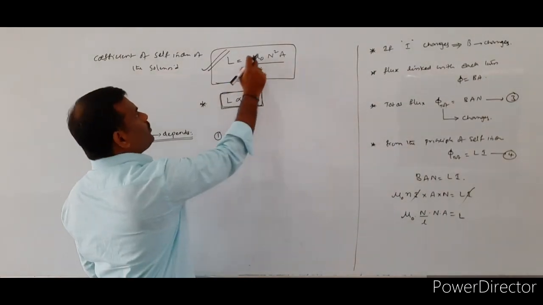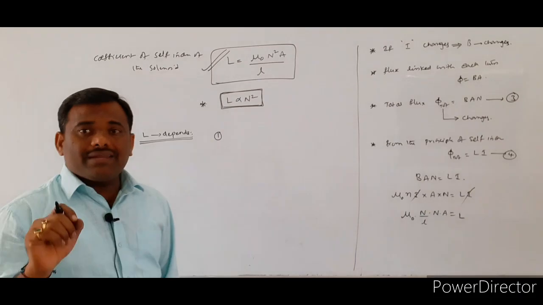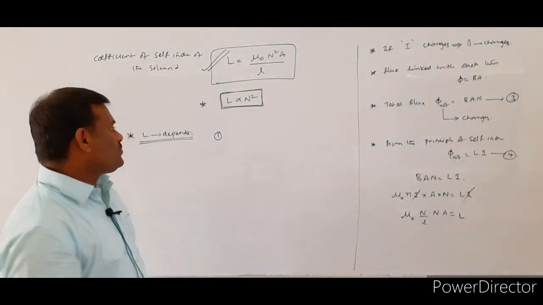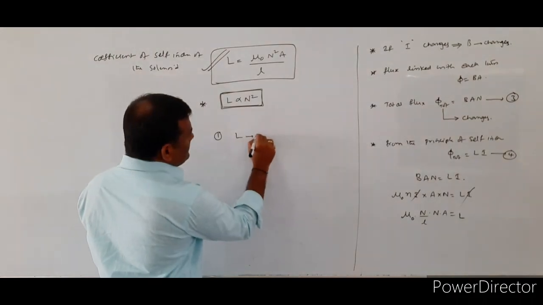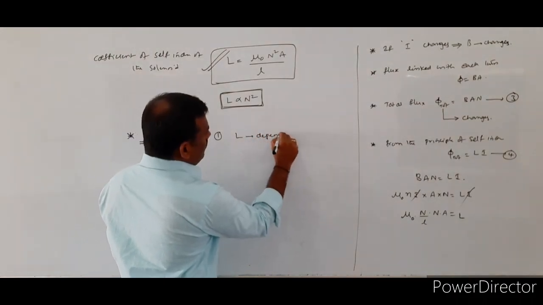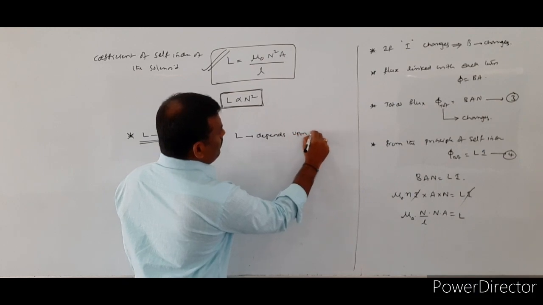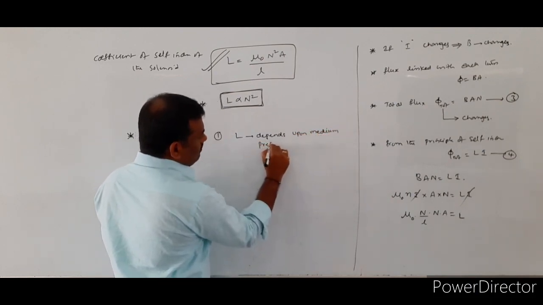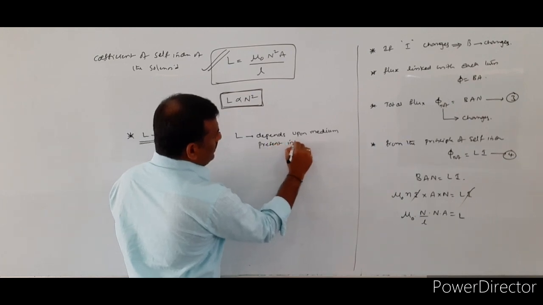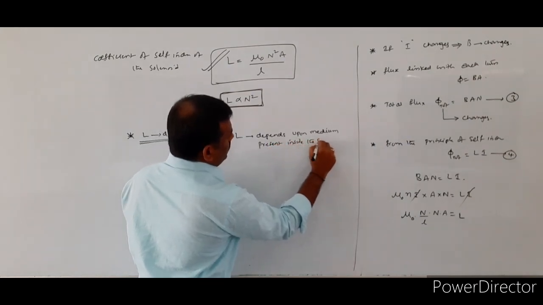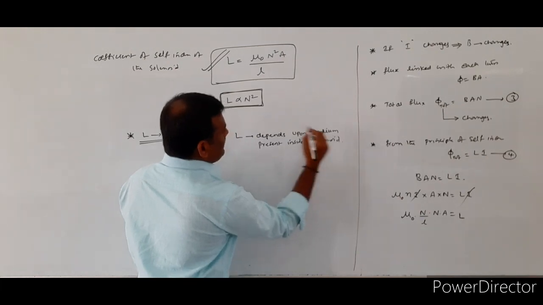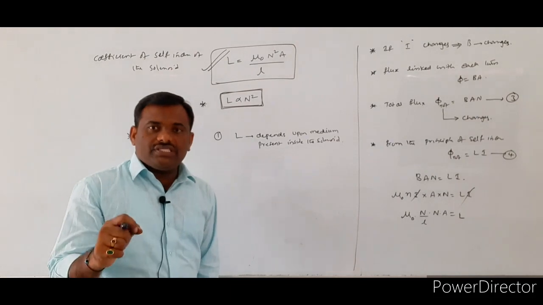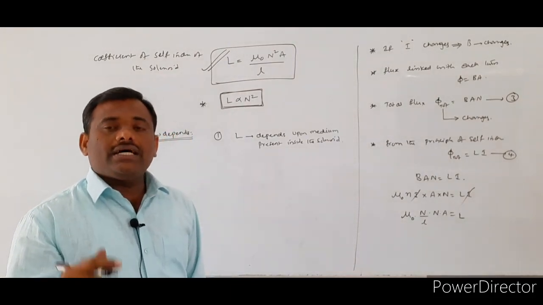First one, mu naught. What is mu naught? Permeability of the given medium. So that the L will depend upon the medium present inside the solenoid. The L will depend upon the medium which is present within the solenoid.